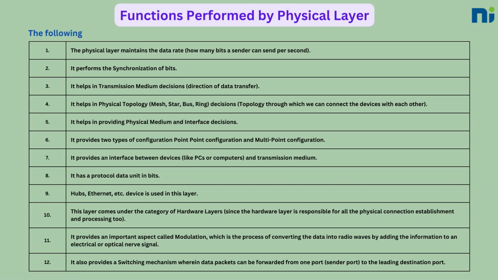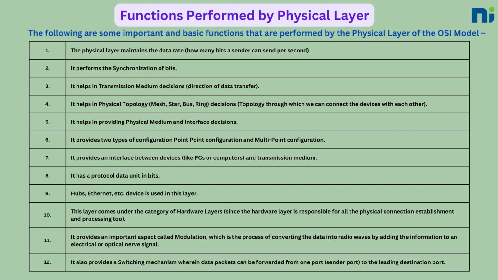Functions performed by the physical layer. The following are some important and basic functions that are performed by the physical layer of the OSI model. 1. The physical layer maintains the data rate, how many bits a sender can send per second. 2. It performs the synchronization of bits. 3. It helps in transmission medium decisions, direction of data transfer. 4. It helps in physical topology decisions, mesh, star, bus, ring, the topology through which we can connect the devices with each other. 5. It helps in providing physical medium and interface decisions.